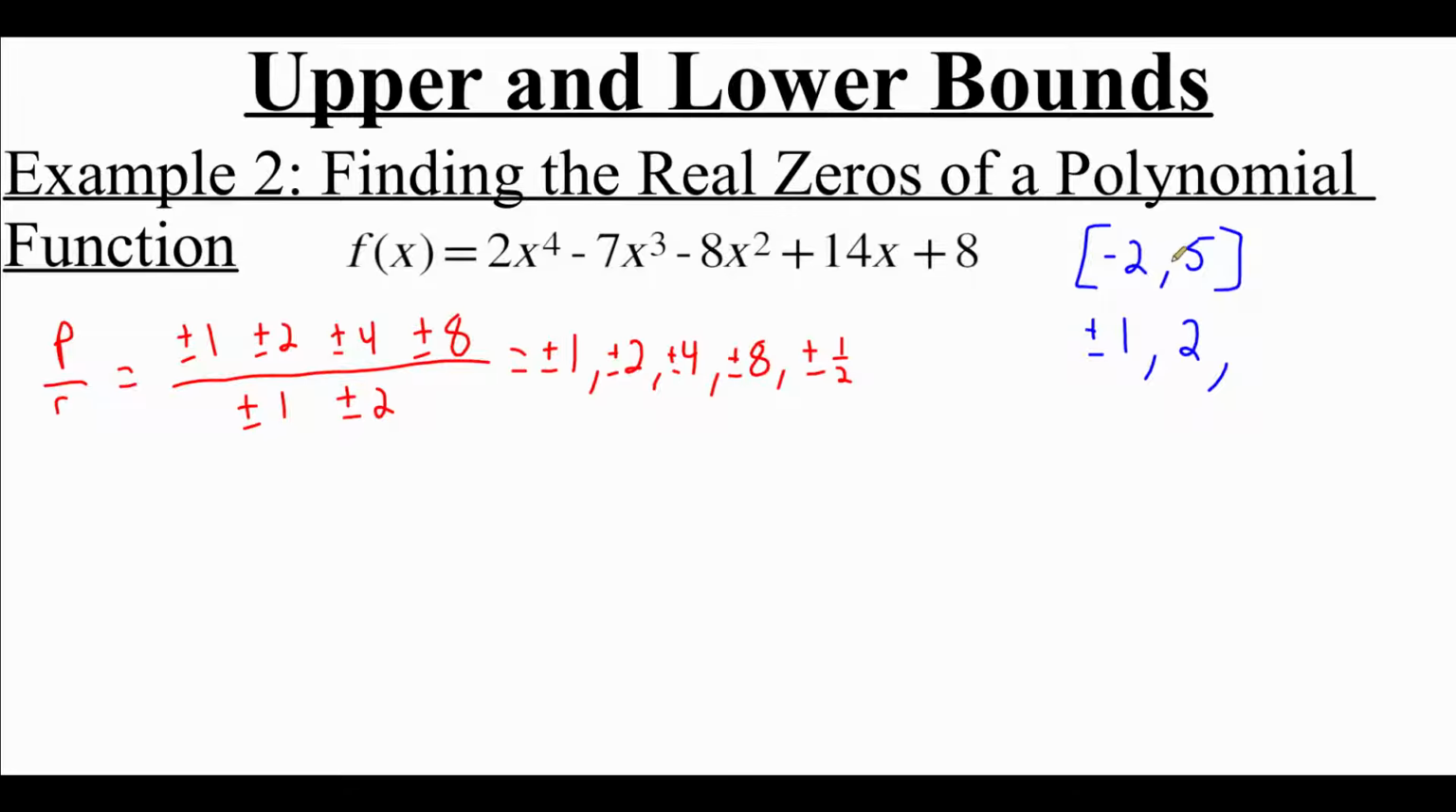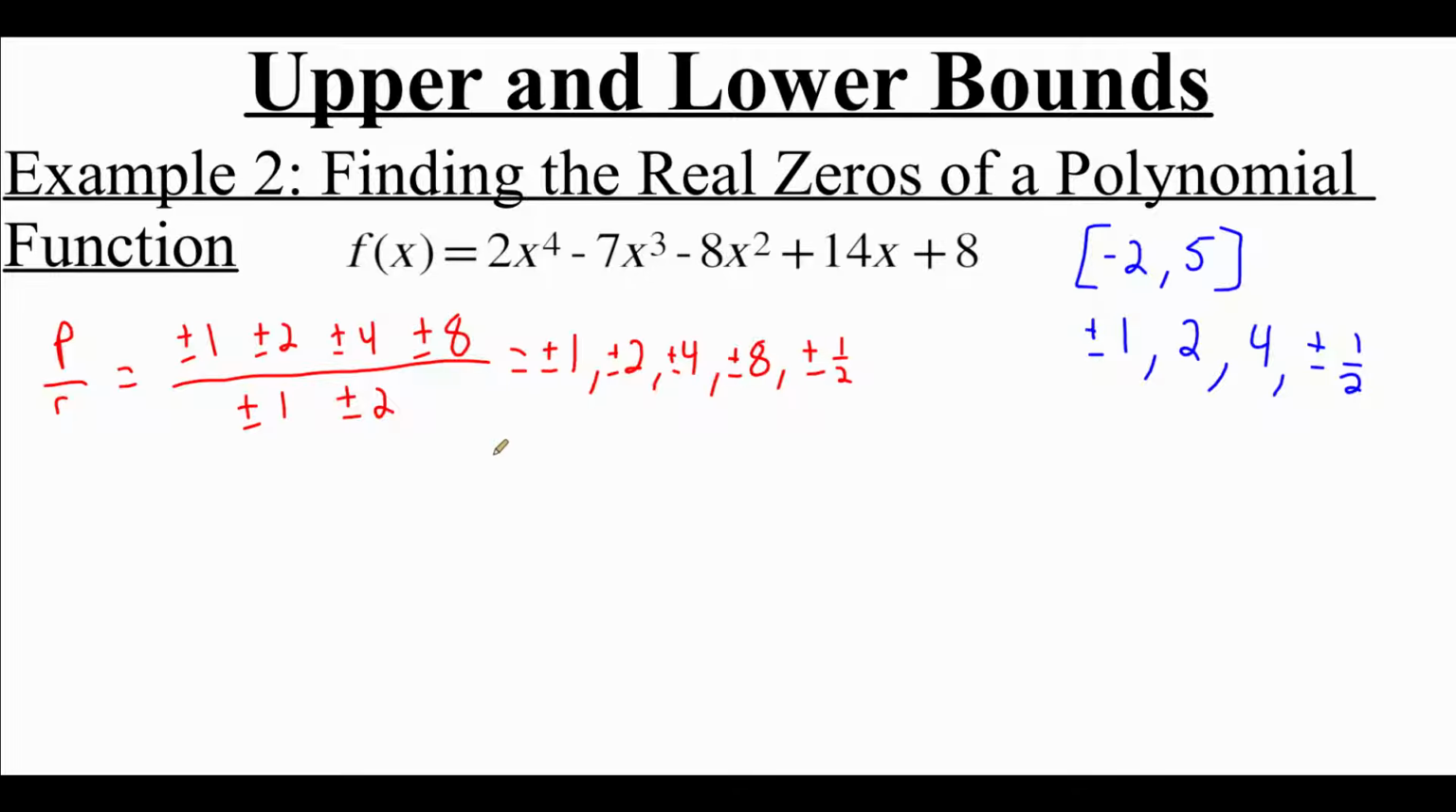Now -4 does not fall in this interval, so I'm not going to put it on my list, but +4 does fall on the interval, so that one is a possible zero. +8 and -8 don't fall on the interval from -2 to 5, so that's not a possibility. 1/2 and -1/2 do fall in this interval, so those are possibilities as well. So we've narrowed down that list quite a bit by finding these upper and lower bound values for my potential zeros. So I'm going to look at doing my synthetic division.